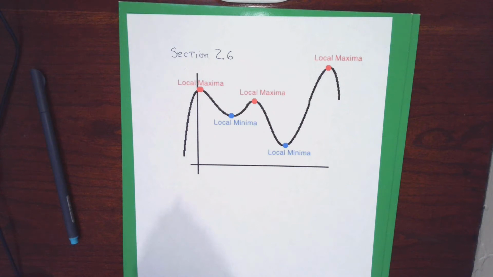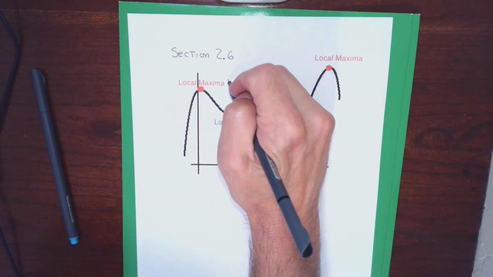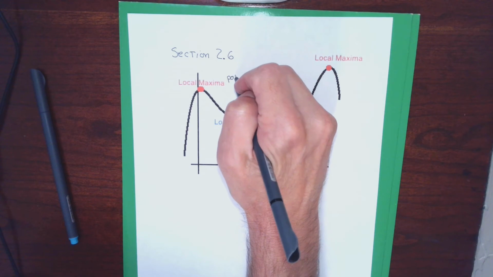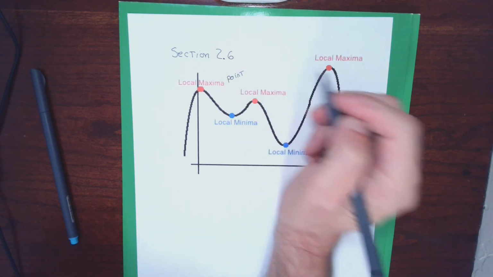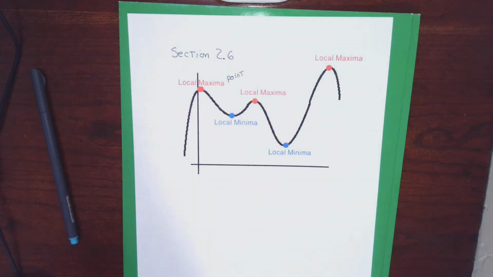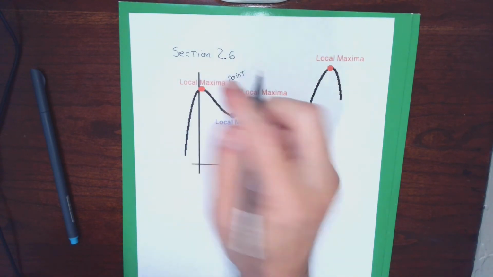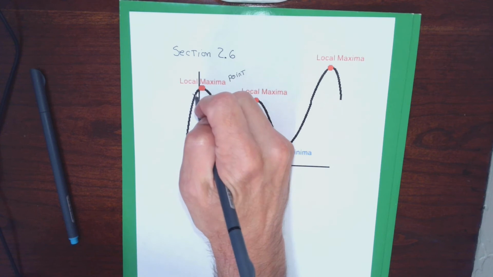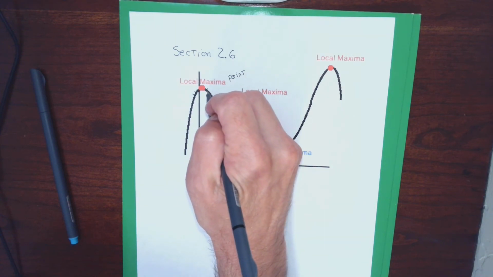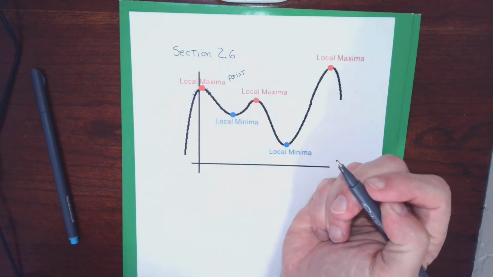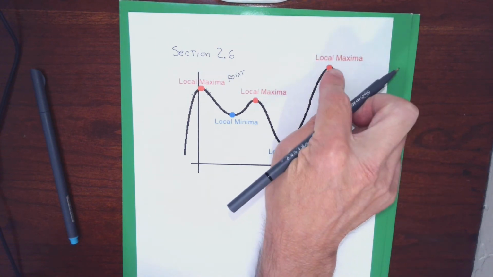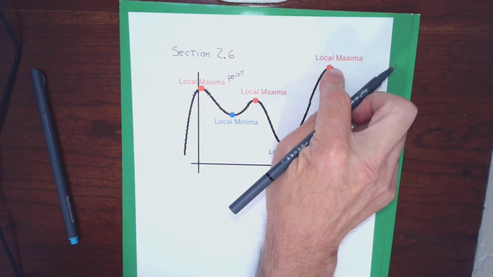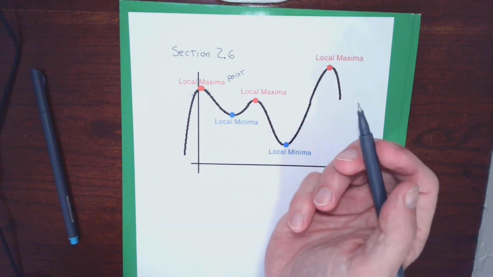You need to understand what a local maximum or maxima point is. Maxima and maximum, maybe one's singular and the other is plural, I forget. But this dot right here I call a local maximum point because it's higher than any point close to it. It's higher than the points directly to the left of it, and higher than the points directly to the right of it. It's not higher than that point there, but it's higher than points close to it. It's kind of at the top of a hill.